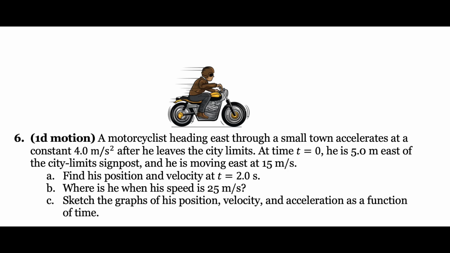A motorcyclist heading east through a small town accelerates at a constant 4 meters per second squared after he leaves the city limits. At time t equals 0, he is 5 meters east of the city limit signpost and he is moving east at 15 meters per second.